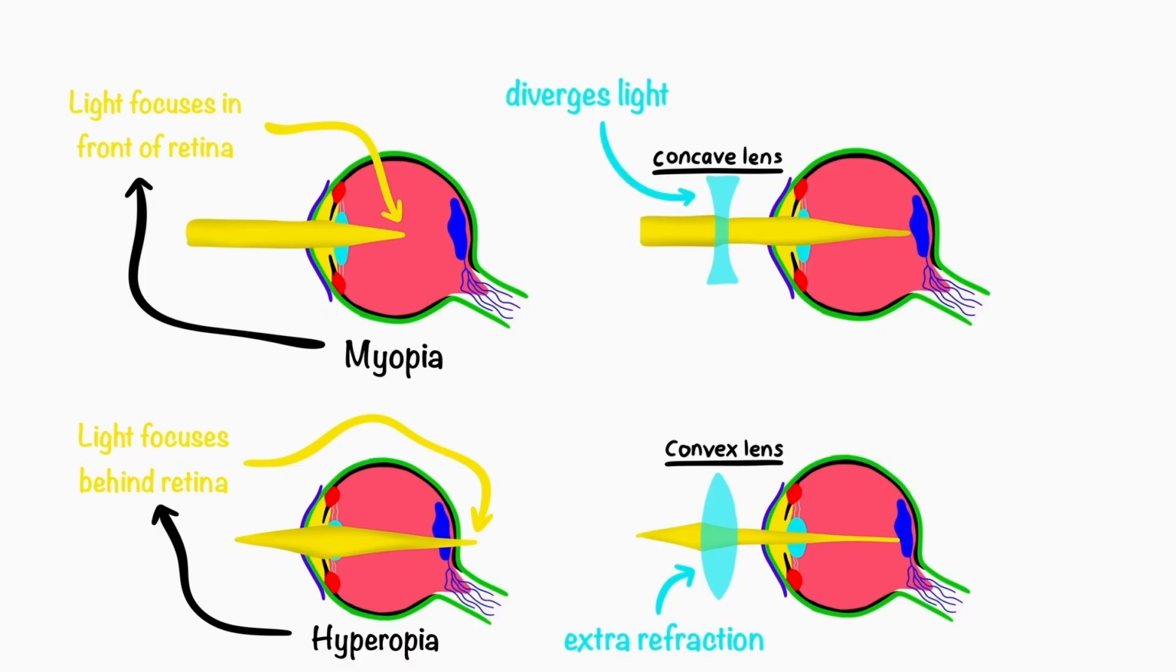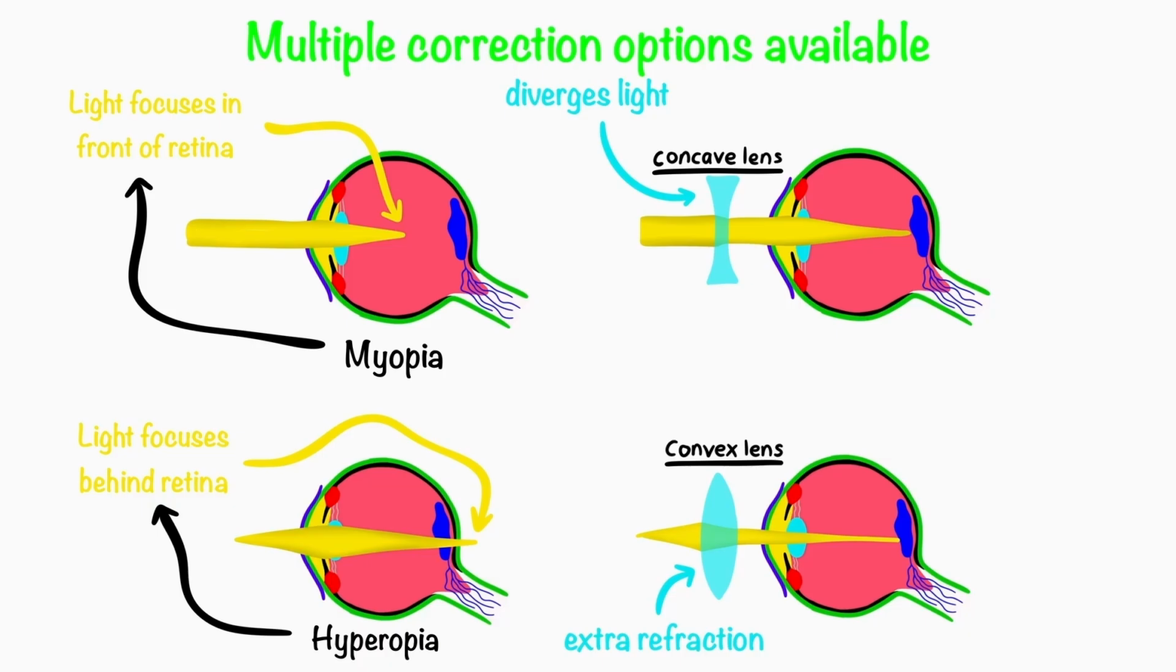It can be addressed using concave lenses that curve inward in the middle. These lenses help spread light rays before they enter the eye, moving the focal point backward onto the retina. Several treatments exist for vision correction beyond traditional eyeglasses. Understanding these options provides important context for those with vision impairments.